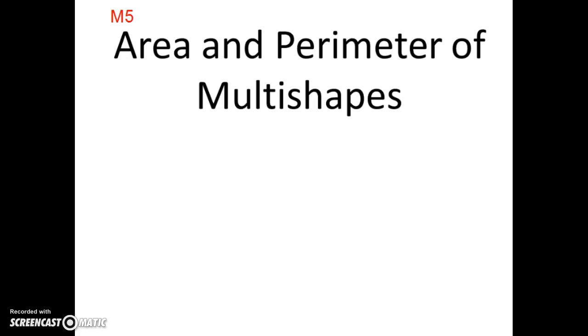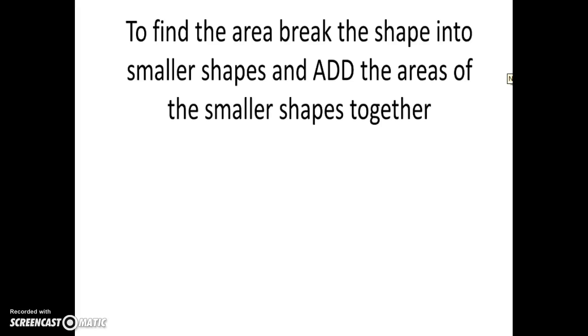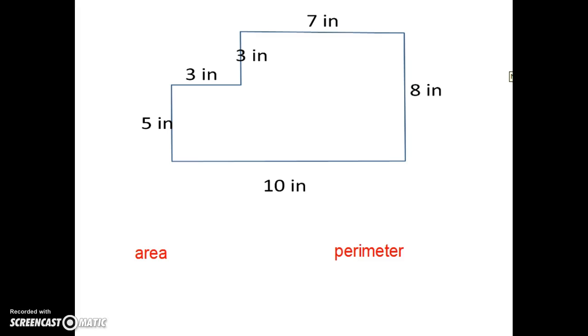Video M5. It should help you find the area and perimeter when you have a multi-shape, or when you have a couple of shapes put together, usually more than one rectangle. Think L shapes. To find the perimeter, I'm just going to add all the sides. To find an area, I'm going to break the shape into smaller shapes and then add all those areas of the smaller shapes together. So here's what one looks like to start with.